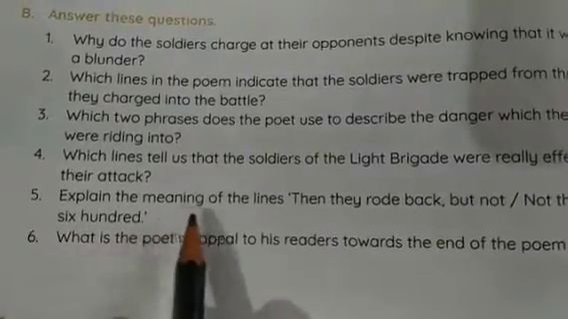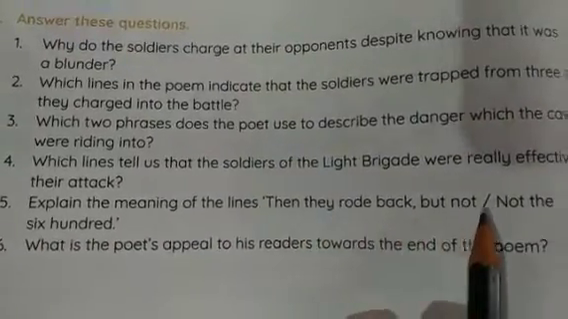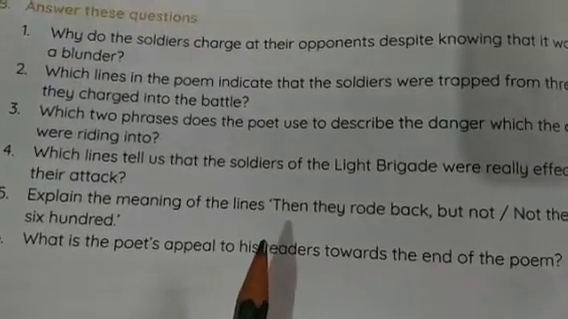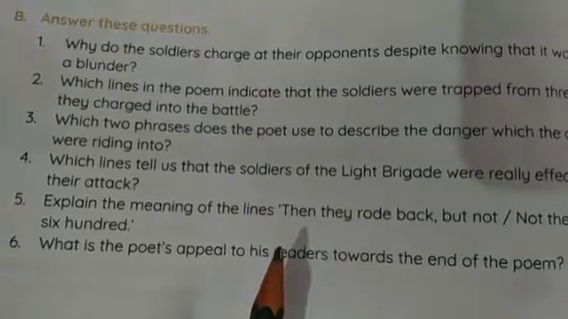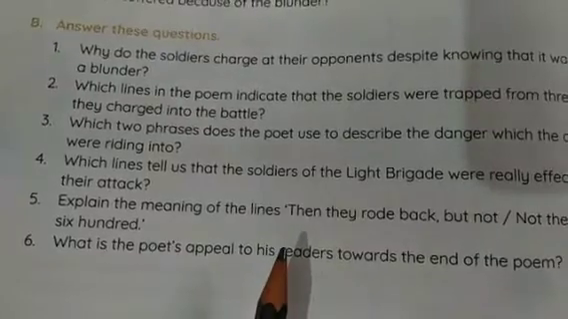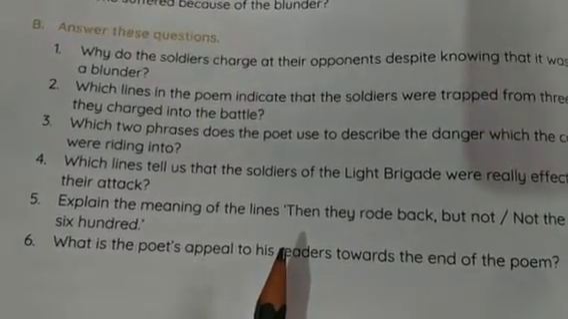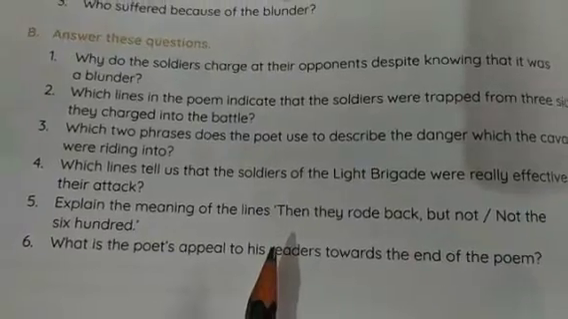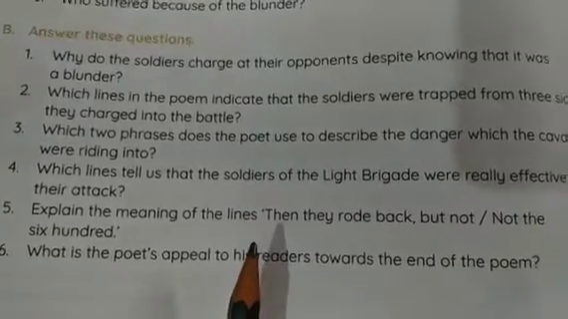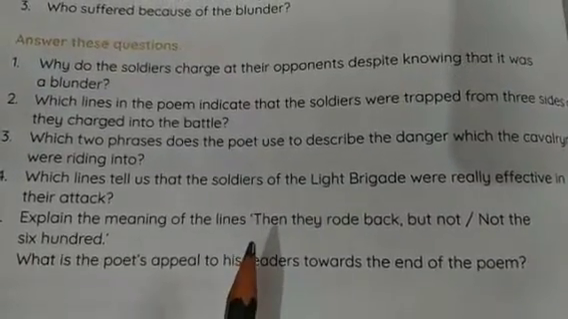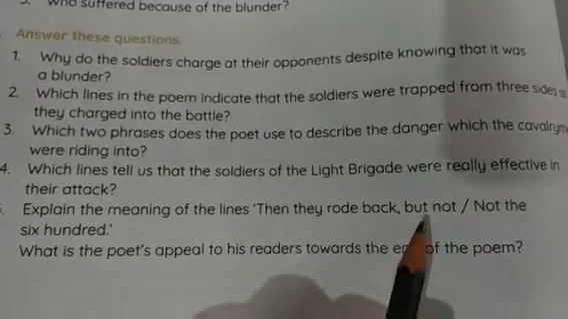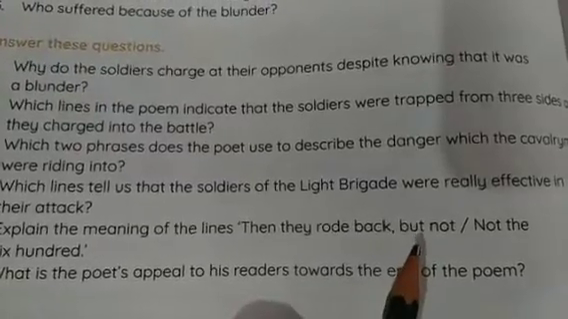Next one, explain the meaning of the lines: Then they rode back, but not the 600. So what does this mean? It means that all the soldiers did not make their journey back. The Light Brigade lost many soldiers and horses, and only a few survived. This shows the dedication and courage of the soldiers. They are not bothered about their lives and follow the order, and they are ready to give their lives for their country.